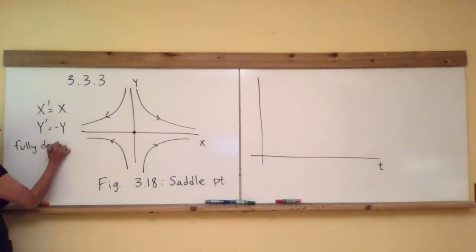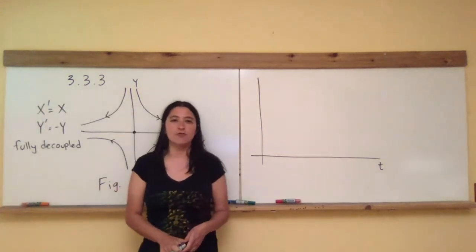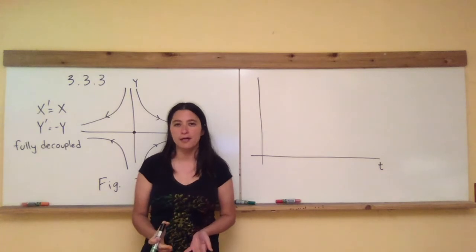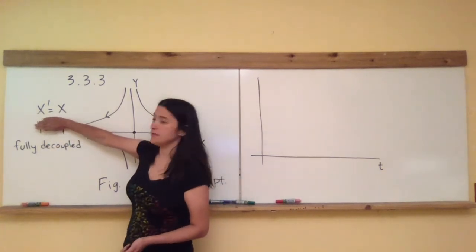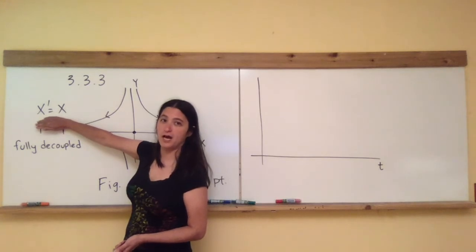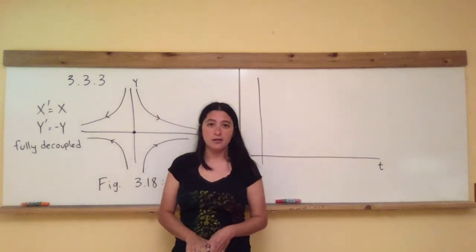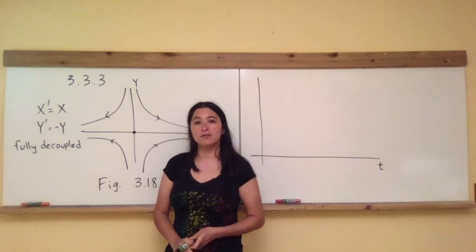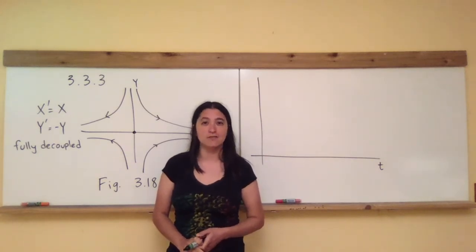Because it's fully decoupled, it's less like a real two-dimensional system, and more like two separate one-dimensional systems. I could just ignore y because it's not involved in the rate equation for x, and likewise, I could just ignore x because it's not involved in the rate equation for y. In addition to being fully decoupled, the rate equations are also linear. I mean linear in the sense of linearity.